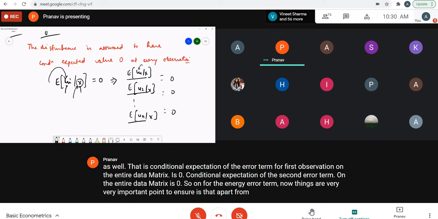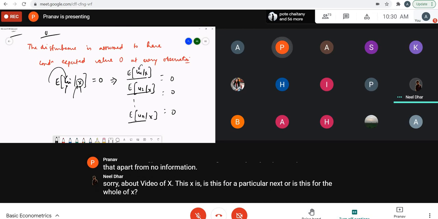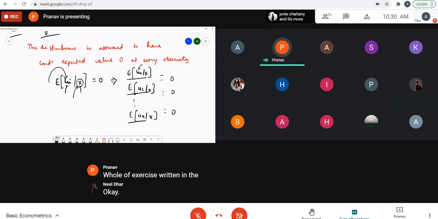No information. Sir, doubt है. Yeah. ये जो आप x, this x is this for a particular x or is this for the whole of x? Whole of x. That's why I've written it in the capital letter X. Yes, yes. Thank you, sir.